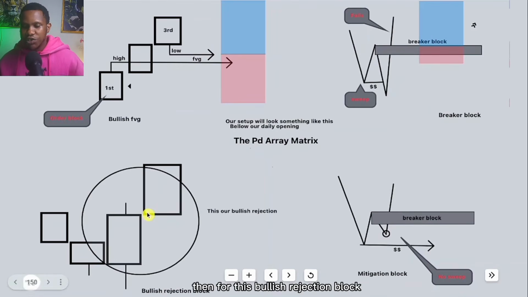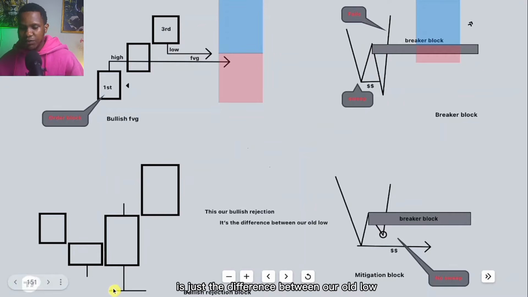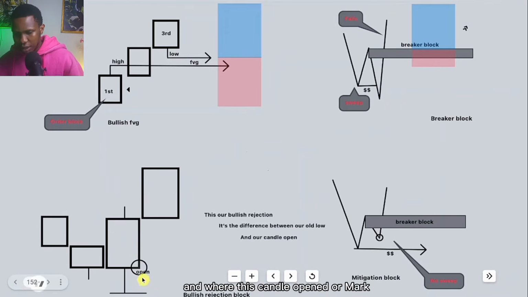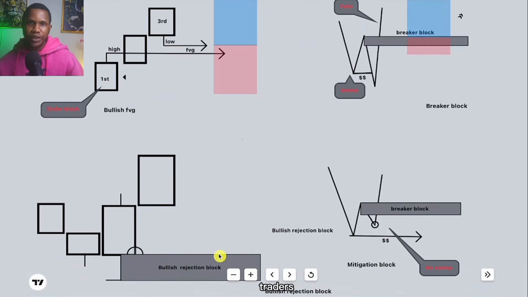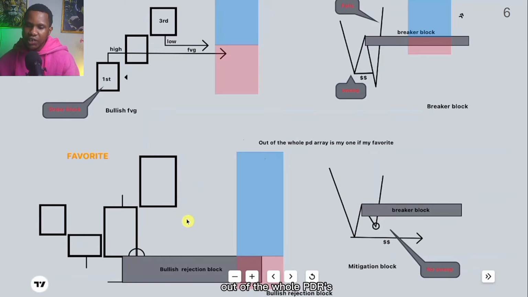Then for this bullish rejection block, it's just the difference between our old low and where this candle opened. We'll mark from here to here. It's our bullish rejection block, traders. Out of the whole PDRAs, this particular one is my favorite, traders.